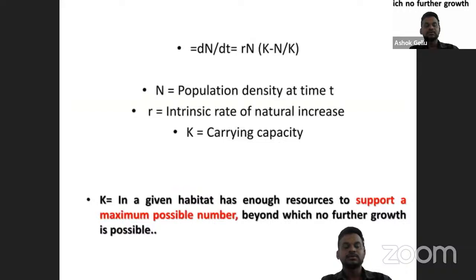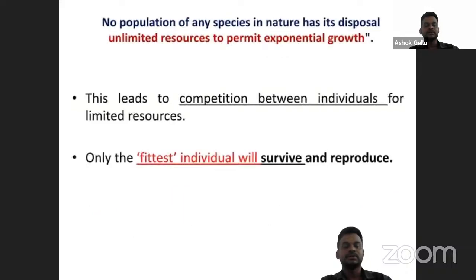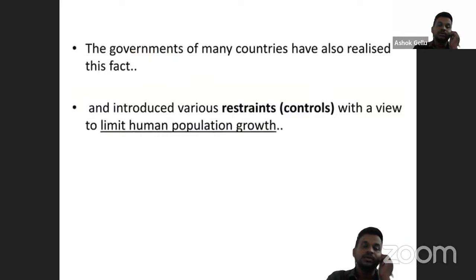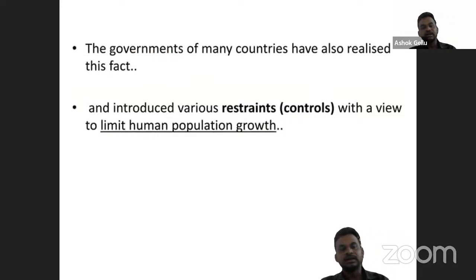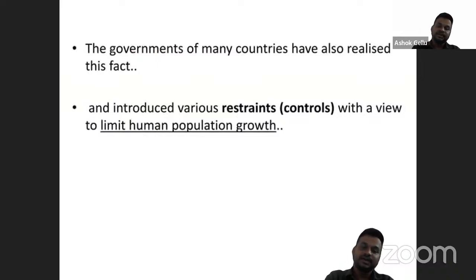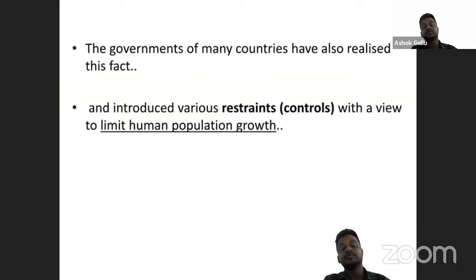No population of any species in nature has at its disposal unlimited resources to permit exponential growth. This leads to competition between the individuals for limited resources. Only the fittest individual will survive and reproduce. The governments of many countries have also realized this fact and introduced various restraints and controls to limit human population growth.